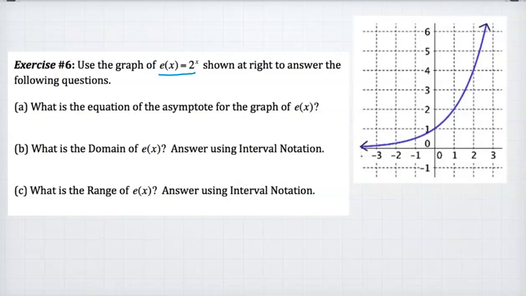What is the equation for the asymptote of this graph? Well, remember that this graph is leveling off here. It's going to get very close to, but never touch 0. So the equation for that is y equals 0.